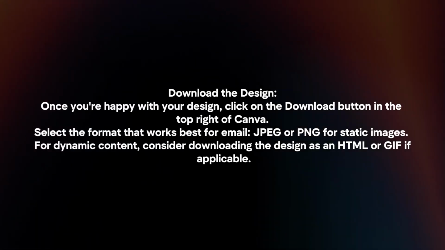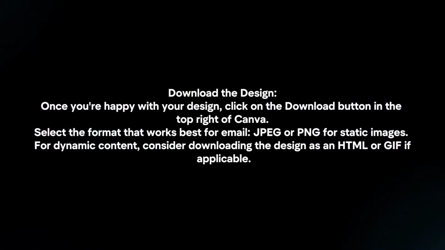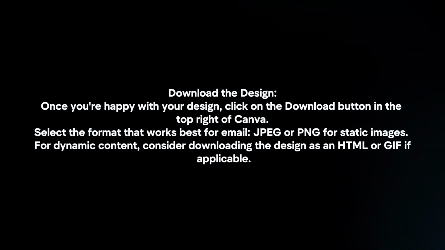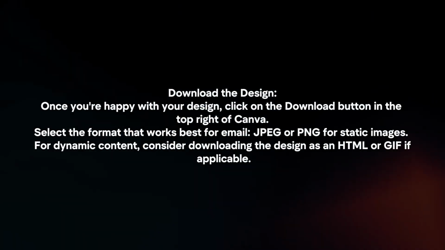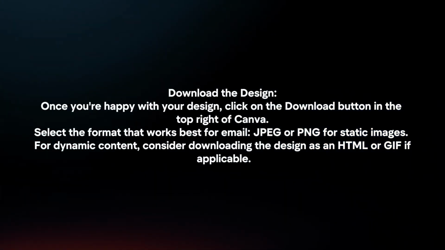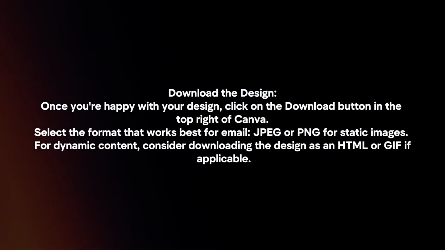Download the design. Once you're happy with your design, click on the download button in the top right of Canva. Select the format that works best for email, JPEG or PNG for static images. For dynamic content, consider downloading the design as an HTML or GIF if applicable.